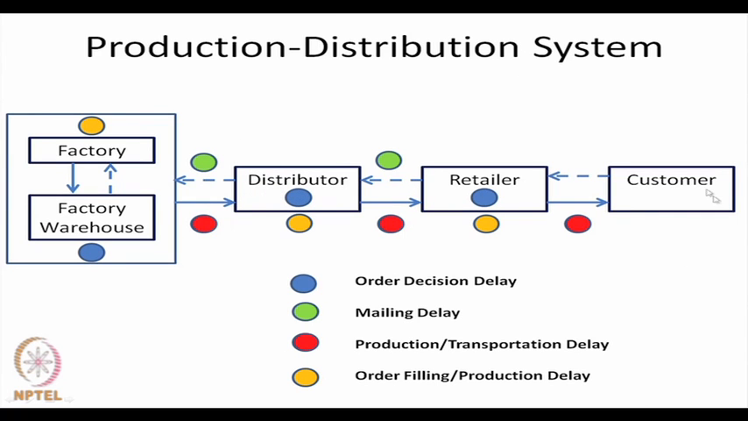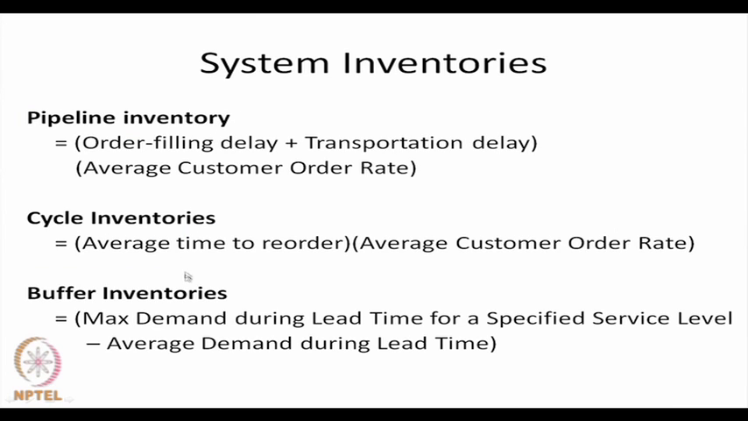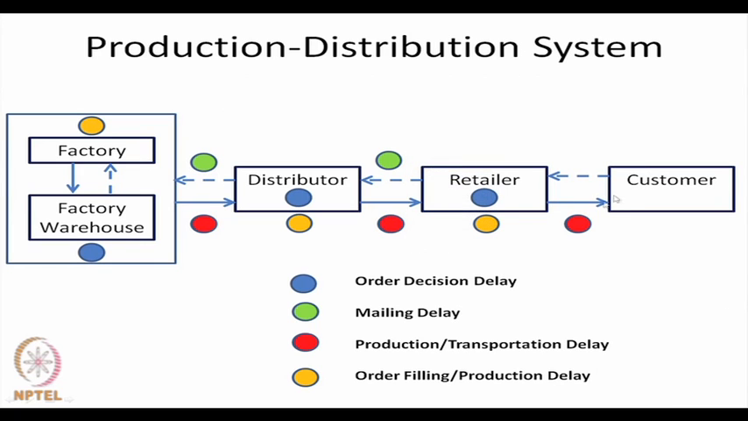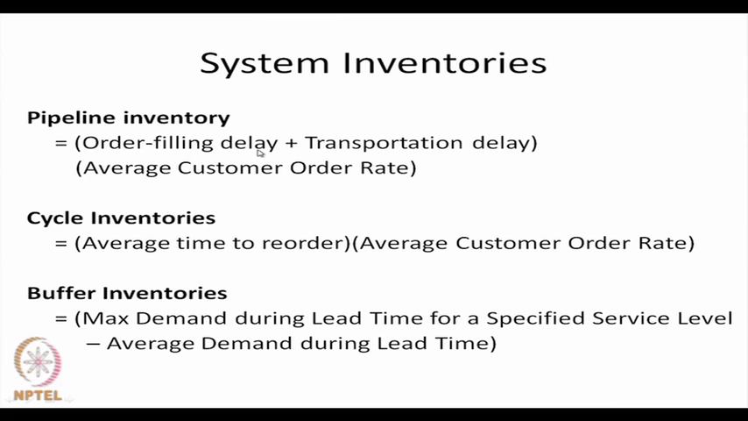in this production distribution system, in this supply chain, of course, this is the supply to the customer, the outbound supply. Here there are certain inventories that are piling up. One is called the pipeline inventory. This forms in fact a pipeline. The whole of it is a pipeline. There are transportation delays. So, there are some items that are held up in transportation. There are some items that are held up also in the order filling delay, and the average customer order rate, when it is multiplied, that is called the pipeline inventory.